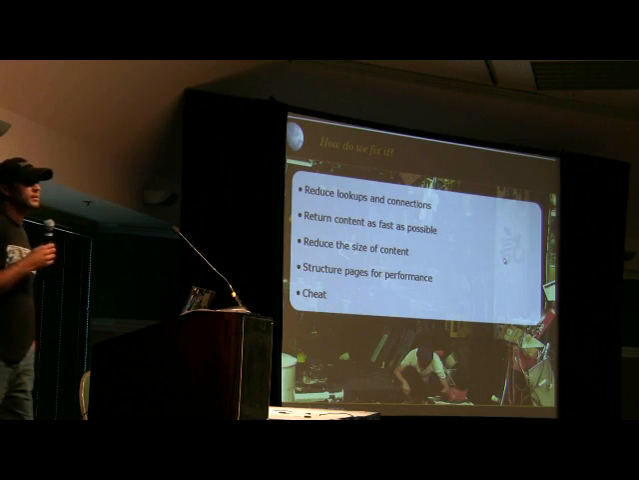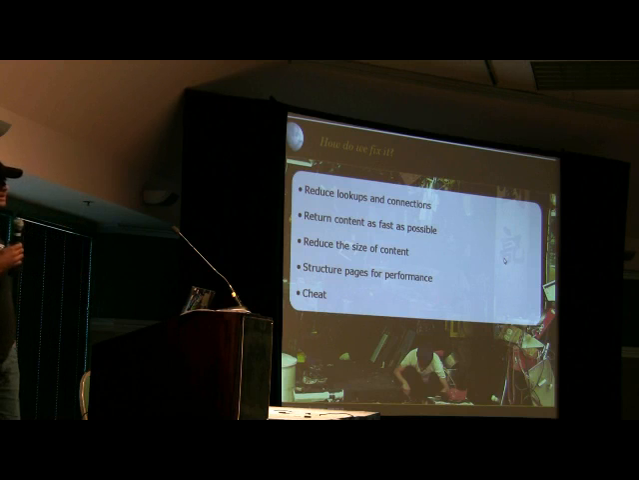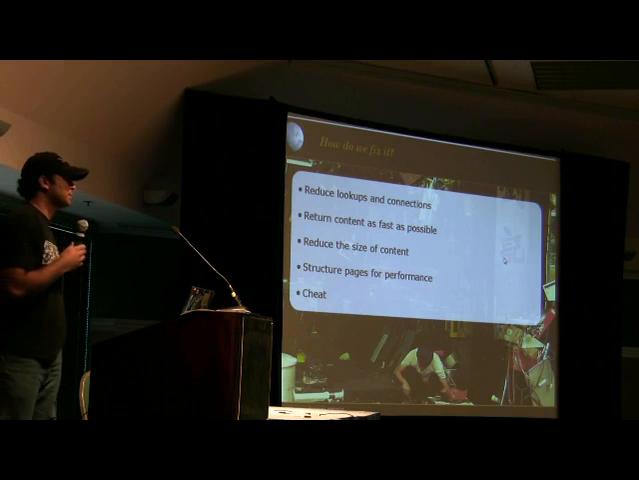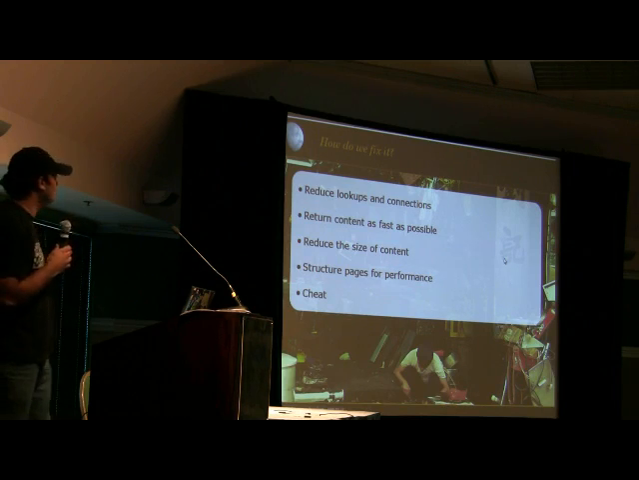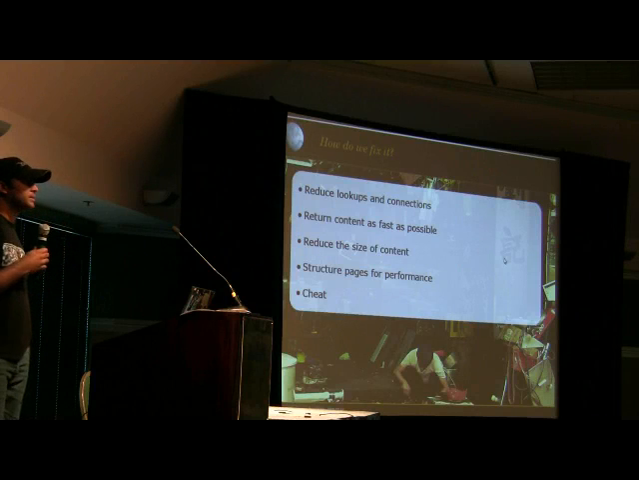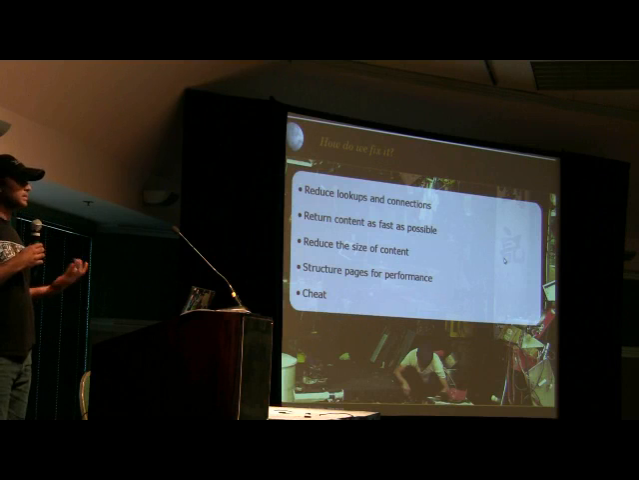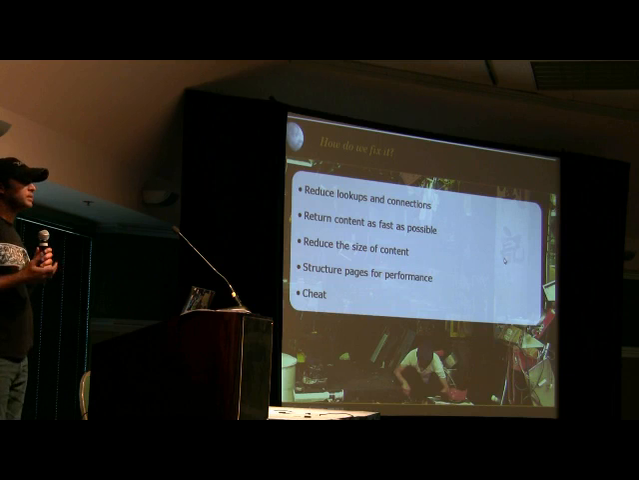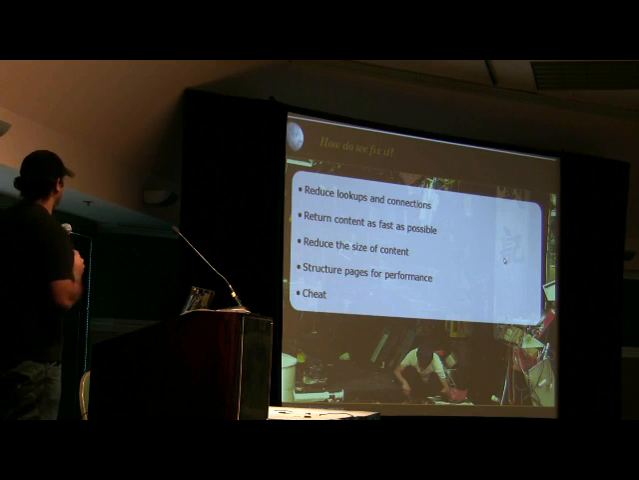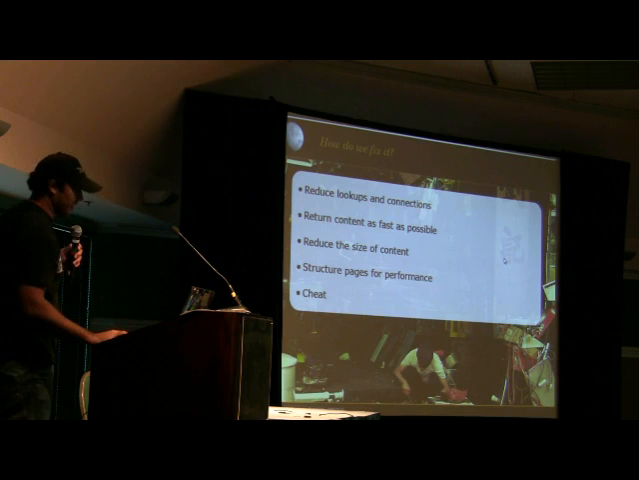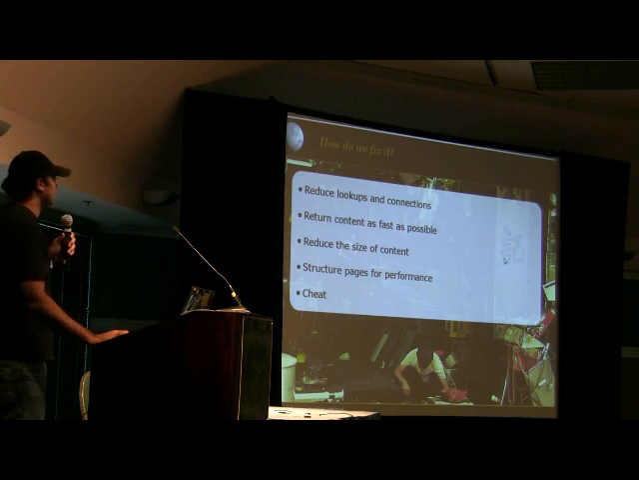Reduce the size of content, obviously. Reducing the size of content, in turn, reduces the amount of time it takes to download that content. Restructure your pages to be performant. So there's some browsers render pages depending on how the page is actually structured. By restructuring a page, you can actually make it render faster than otherwise. And you can always cheat. Even if everything else works, you can still cheat.